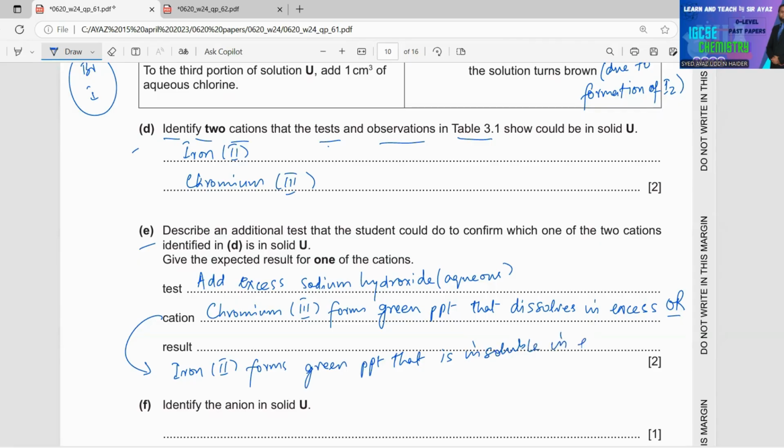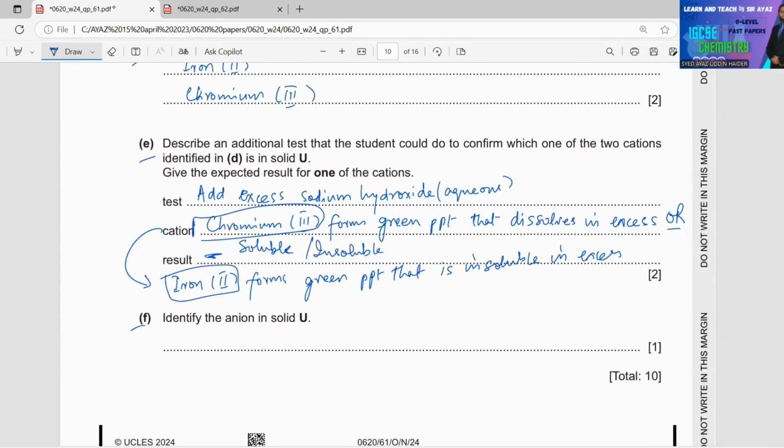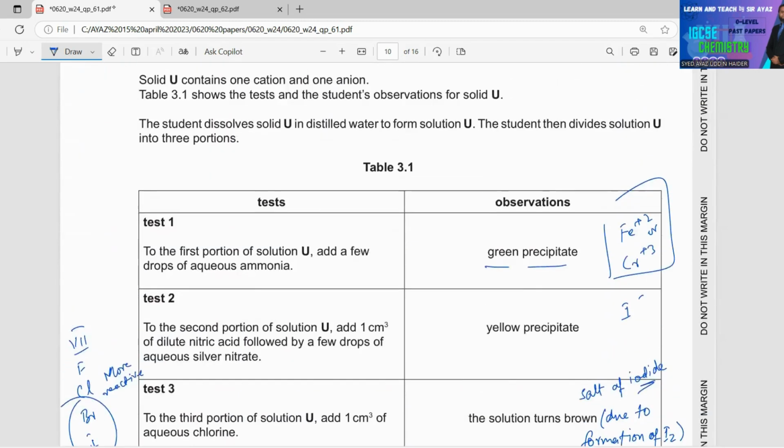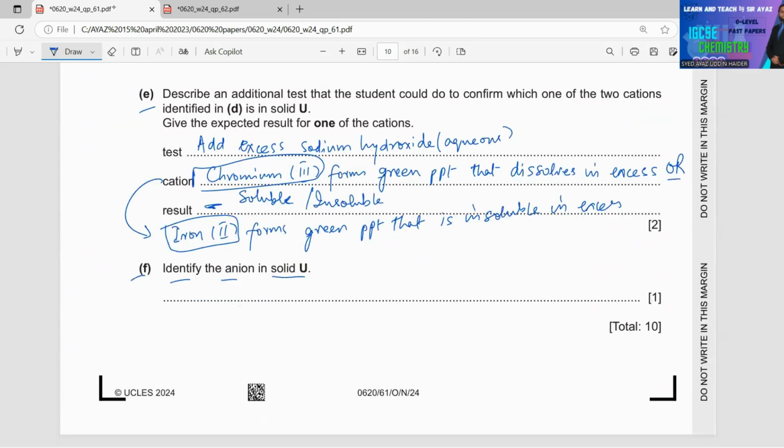Remember, you have to write the result here, that what will happen, whether it's soluble or not soluble, dissolves or not dissolves. Here in this part, you can write either of these, either for chromium 3 or iron 2. F, identify the anion in solid U. Definitely, I've already identified it's iodide. So you write iodide or I minus.